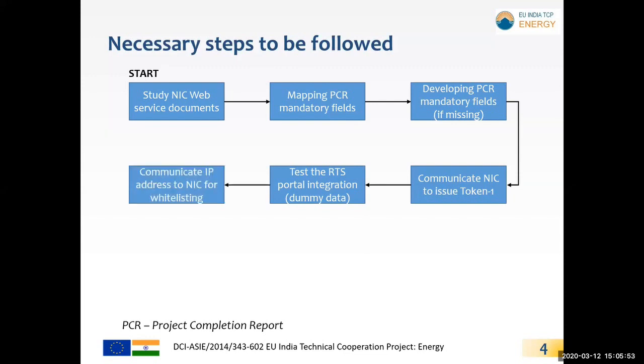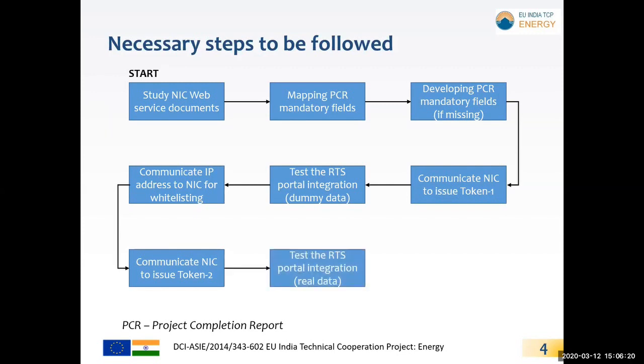Then after testing, you need to communicate the IP address from where you are going to use it, the IP address of your portal, and that will be whitelisted in our Spin portal. Then only you can use it. After sending that IP address, you can request the final real-time, real data token that we will issue, and then you can test it.